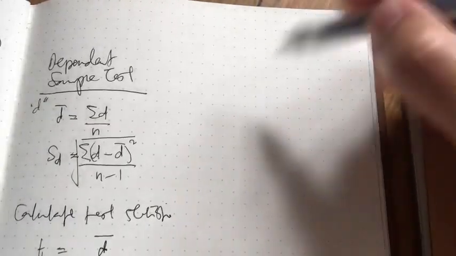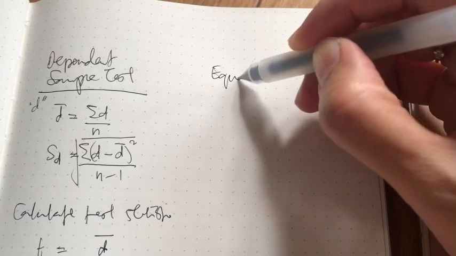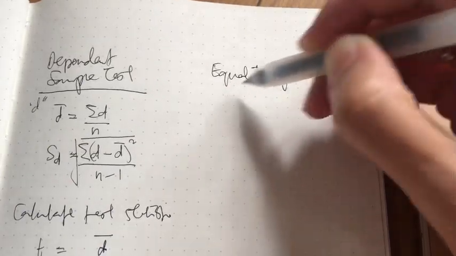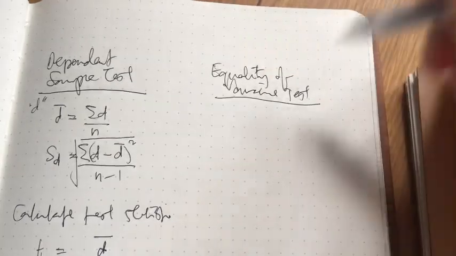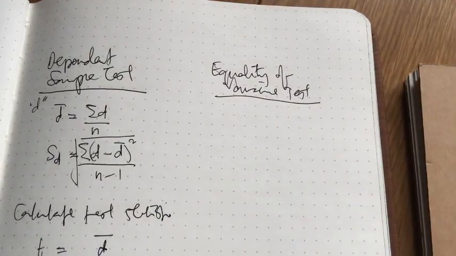Okay, and then the next test that we've learned is called the equality of variance test. Okay, so if you've noticed, so far all of our tests were on means, right?